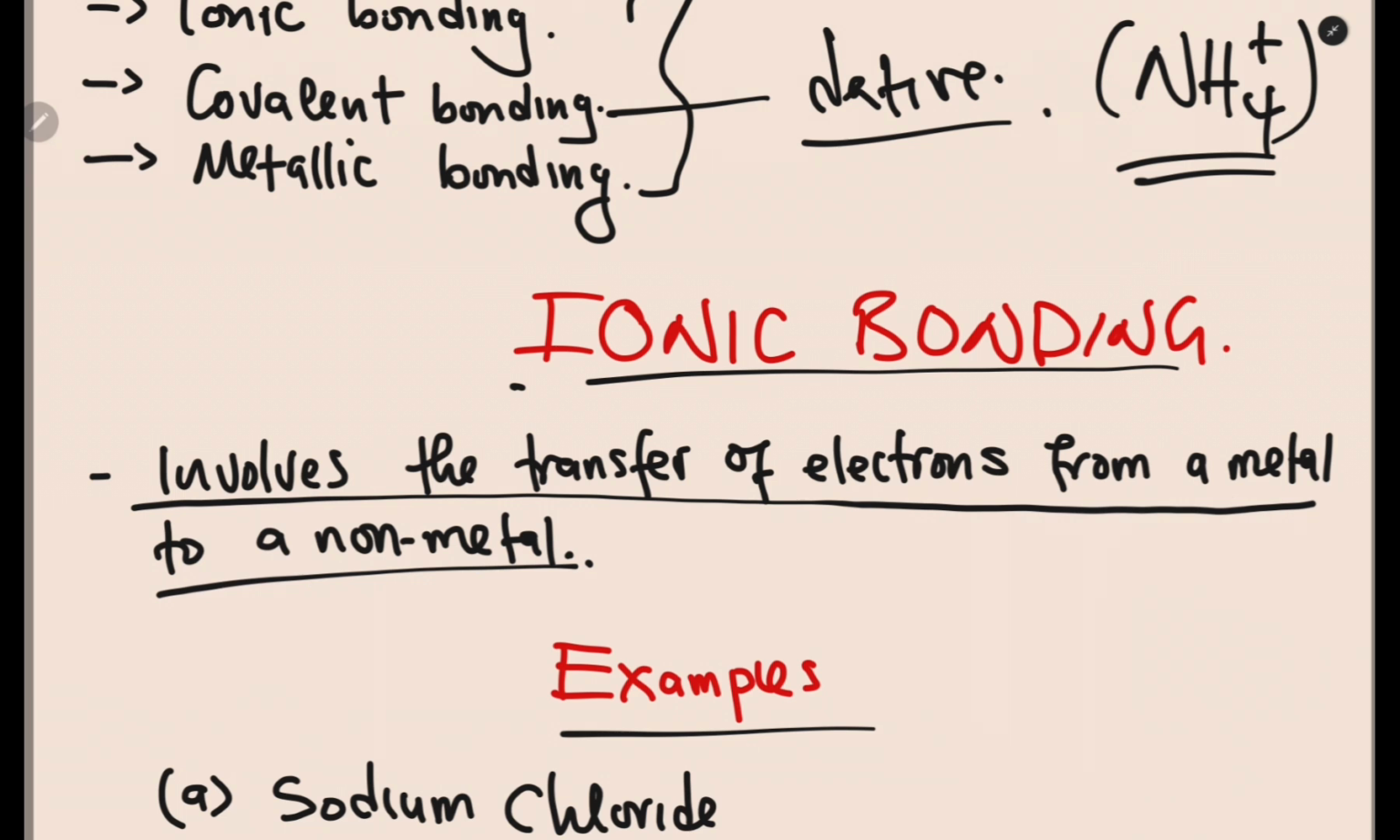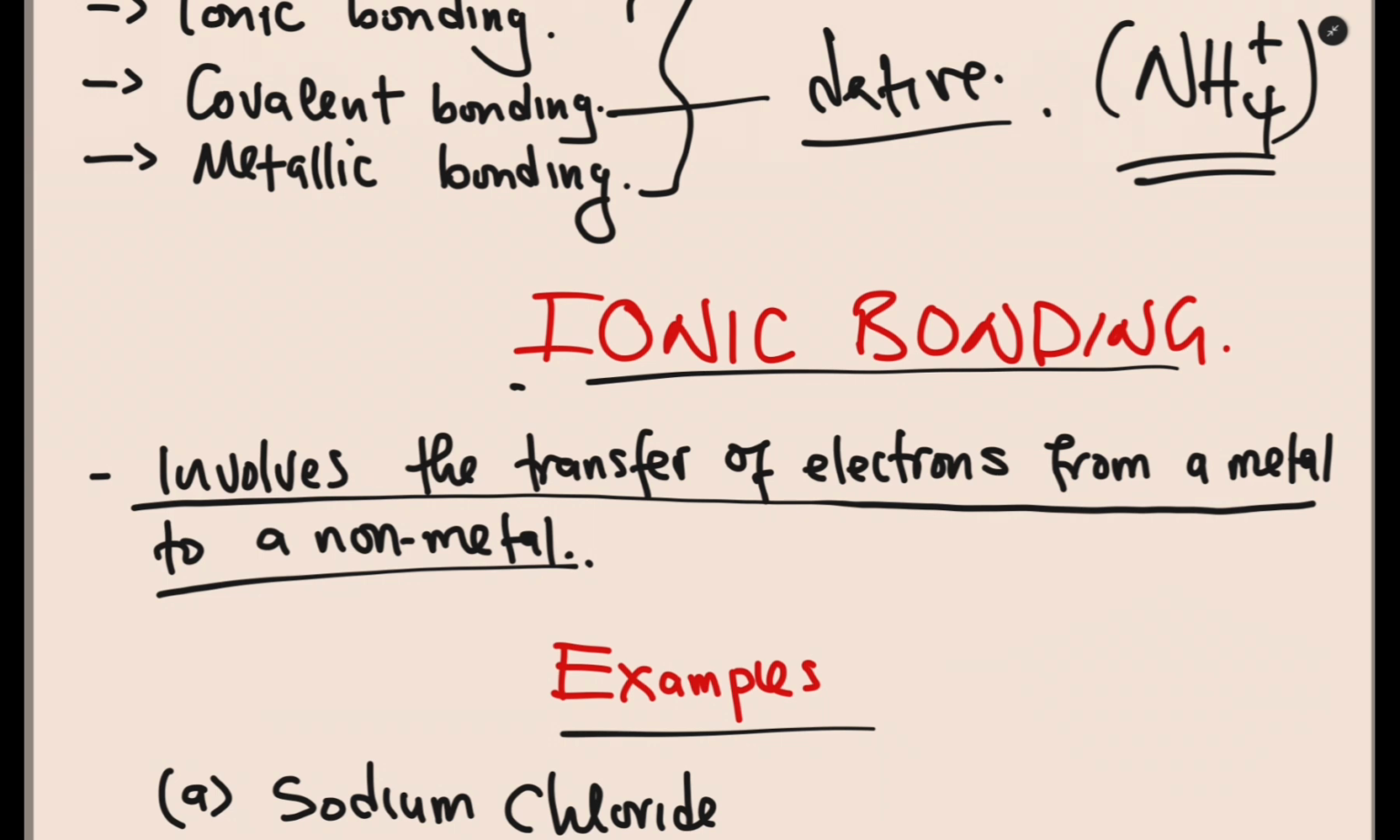So one thing that you are going to find in the papers or questions is a question like, what type of bond is formed between metals and non-metals? The bond that forms between non-metals and metals is called ionic bonding. And this occurs when metals transfer.